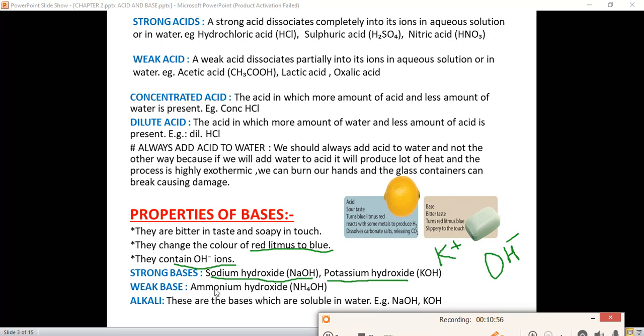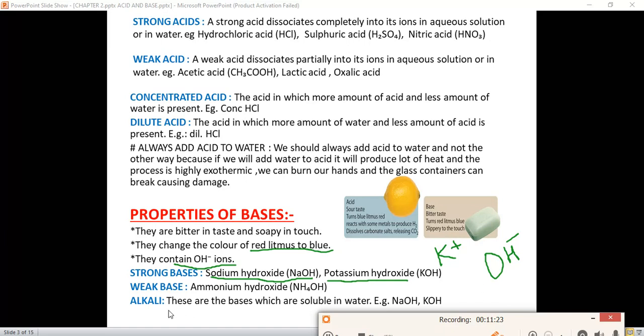Weak base, for example, ammonium hydroxide. Weak bases are those bases which dissociate partially into ions in aqueous solution or in water. Next one is alkali. These are the bases which are soluble in water. Example, NaOH, KOH. All the bases are not soluble in water, but alkalis are soluble in water.